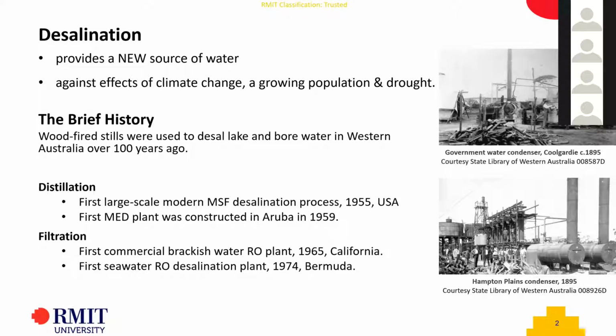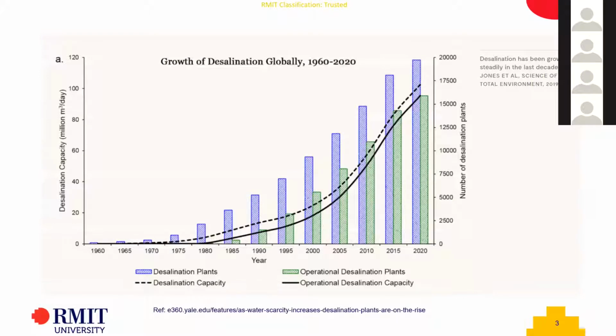And we have seen larger scale thermal or distillation methods. The first large plants were built in the 1950s to produce drinkable water. We have also seen the first commercial plants in the 1960s and 1970s for desalinating brackish water and seawater. This actually laid the foundation for today's desalination industry.